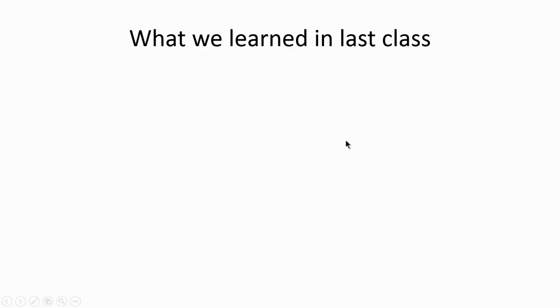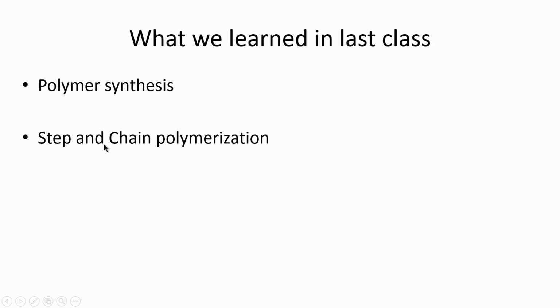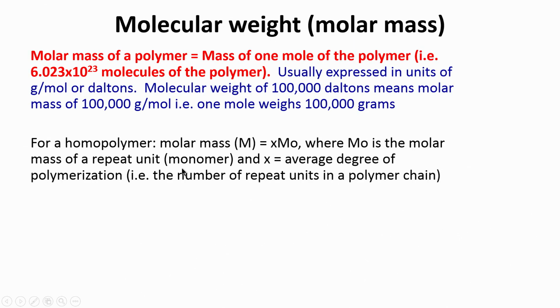So, what we learned in the last class, we talked about the ways of synthesis of the polymers, and mainly we discussed step and chain polymerization, how they are done, what their advantages and disadvantages are, and all of that. This was the slide that we last left it at.